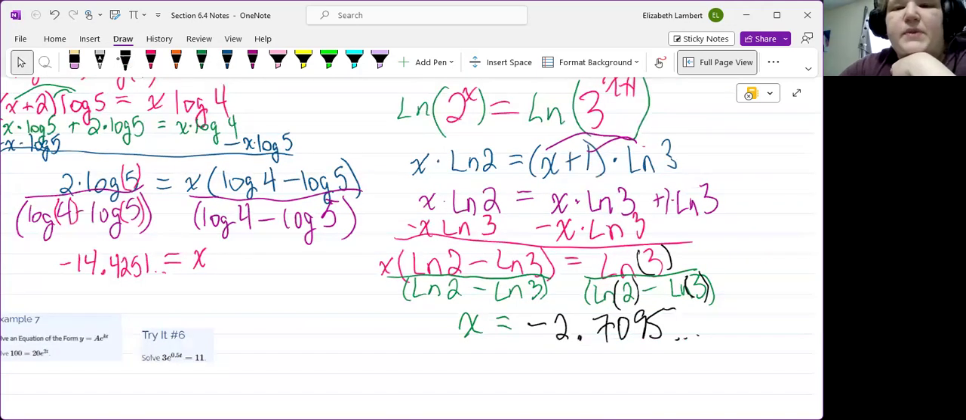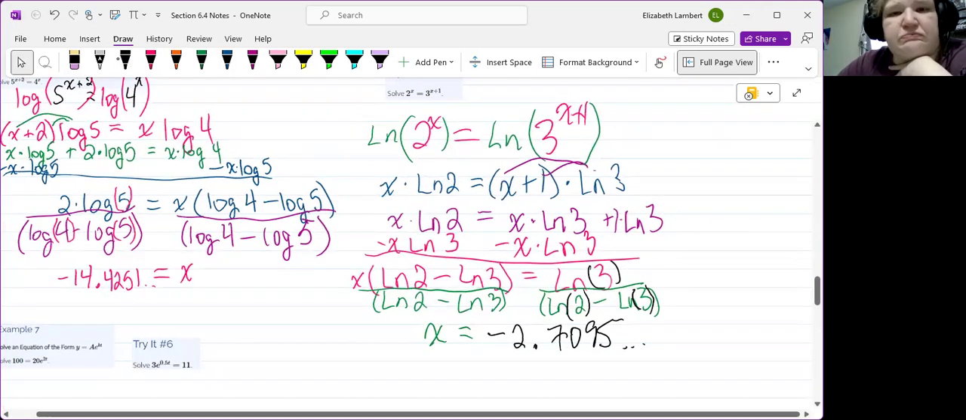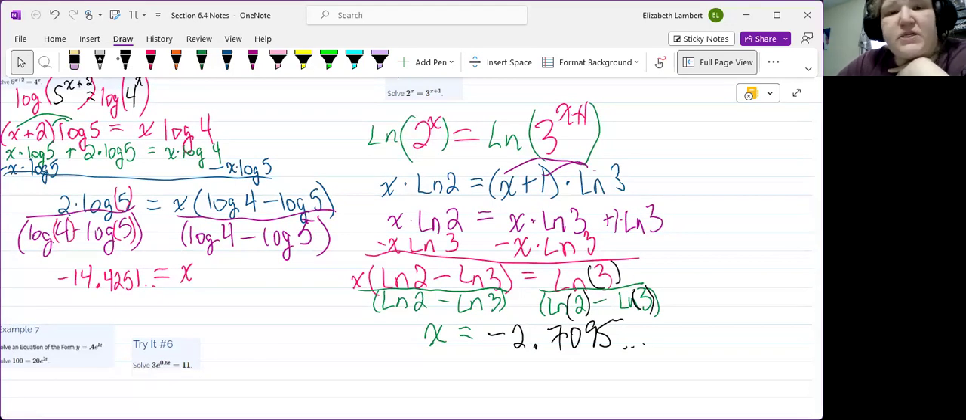All right. Rewind to the original. So 2 to the negative 2.7 equals 3 to the negative 1.7. Sure.